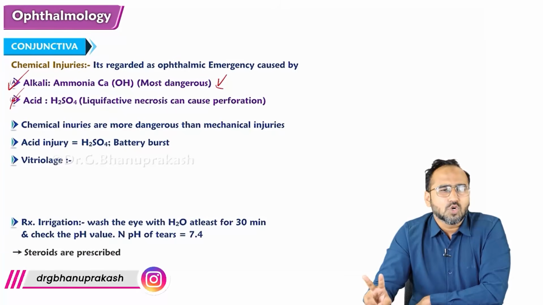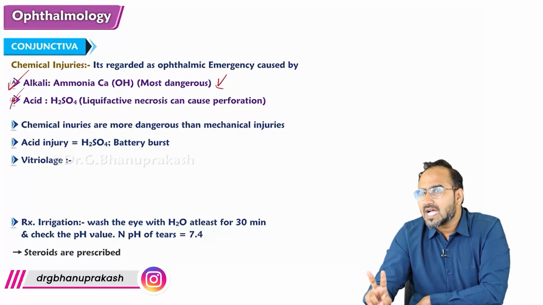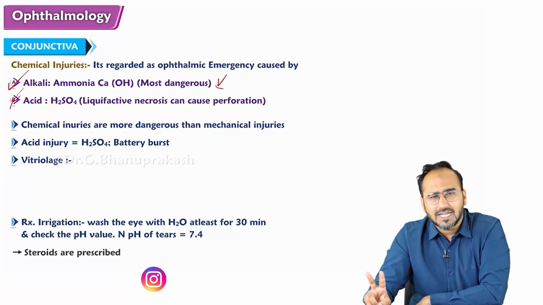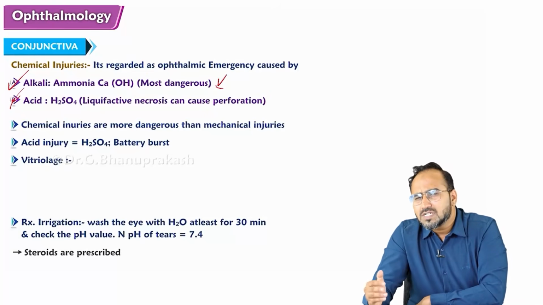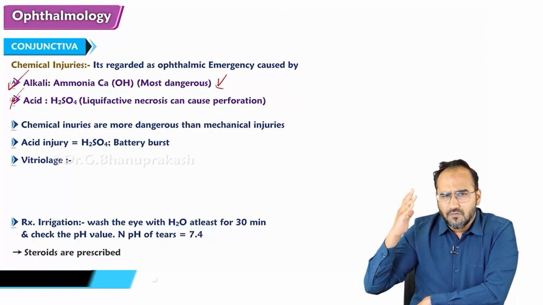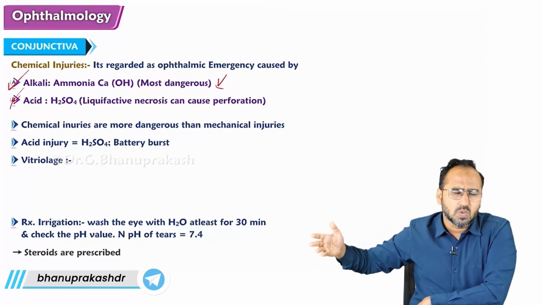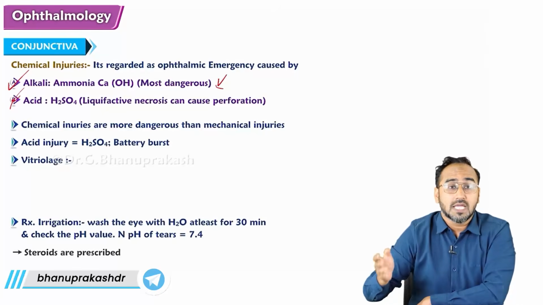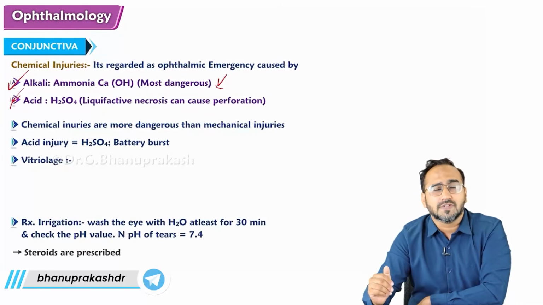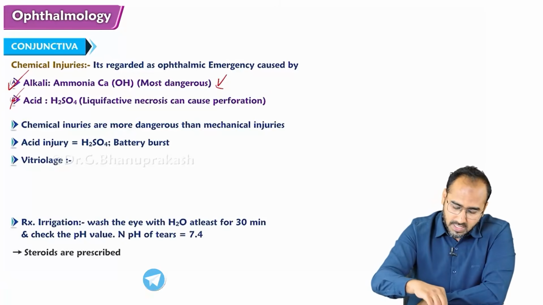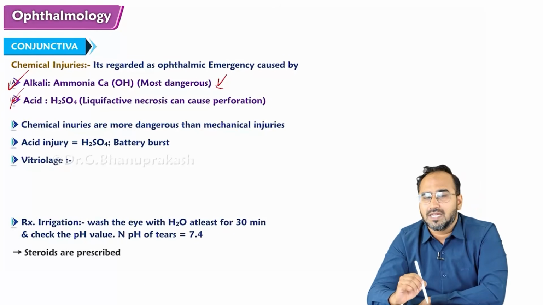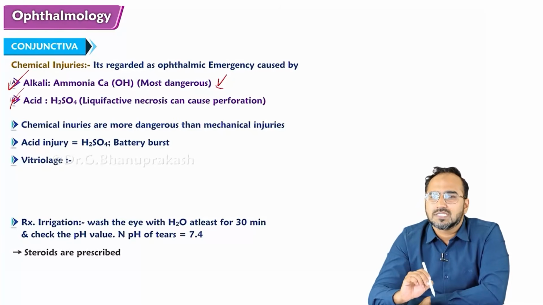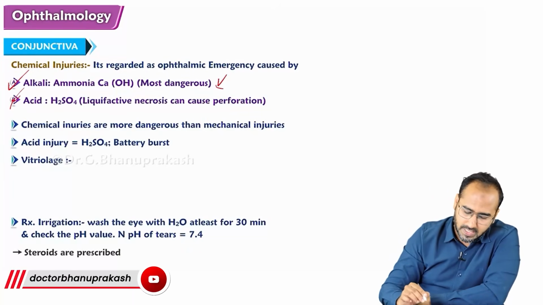If you go with the name, you will say acid injury is dangerous, but acid is not that dangerous, guys. Acid injury will cause liquefactive necrosis very, very slowly, and you can easily prevent that necrosis and perforation. But alkali injury is very dangerous. Which alkali, guys? Ammonia or calcium hydroxide. That alkali can cause much damage to the cornea.